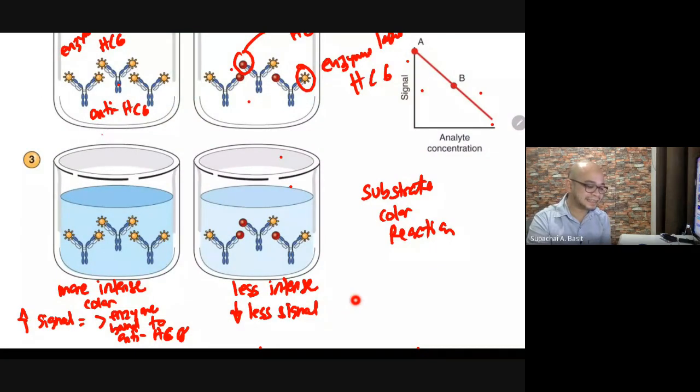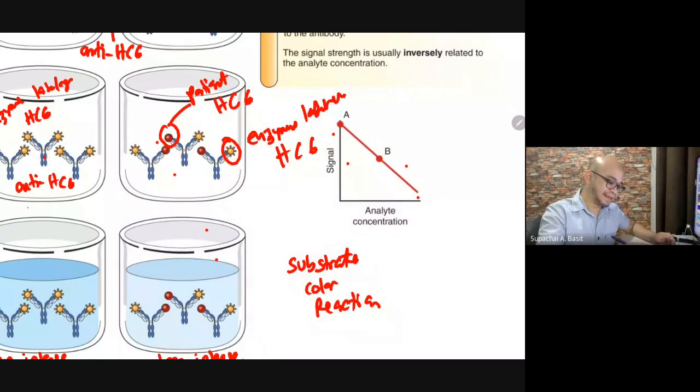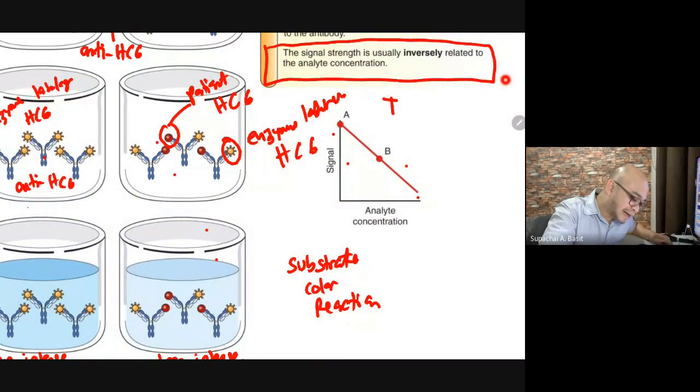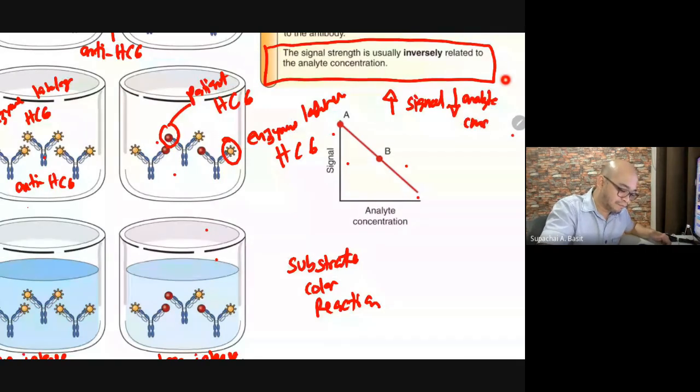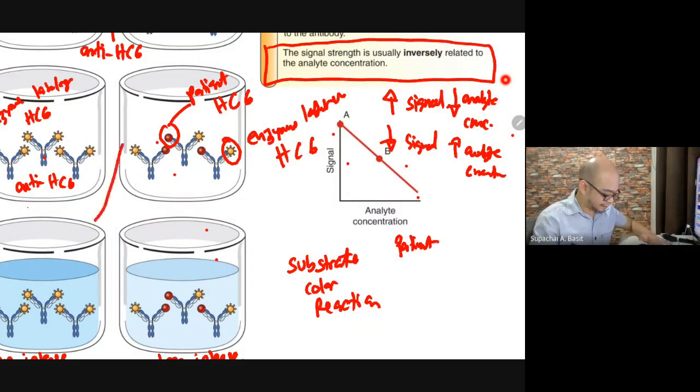So the thing here is that for competitive binding, the signal strength is usually inversely related to the analyte concentration. What does it mean? The higher the signal, the lesser the analyte concentration. The lower the signal, the higher the analyte concentration. In our example, let's take a look at patient A.